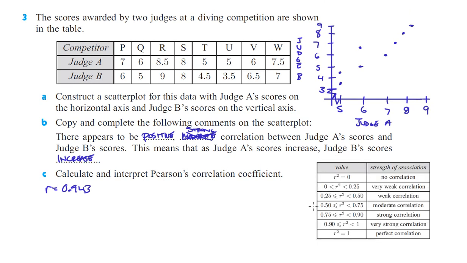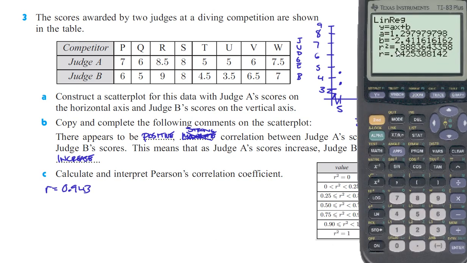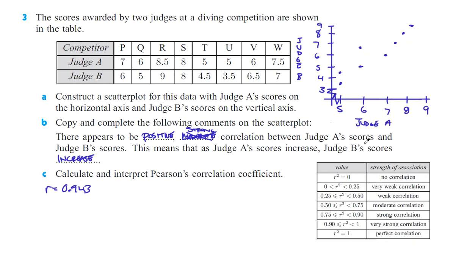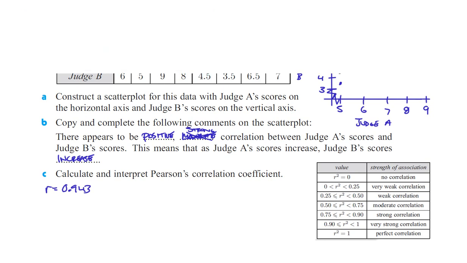So I looked it up in our textbook here, and here's our strength of association. So we look for the R squared value, and our R squared value is 0.89. Okay, so here, 0.89 would be very strong. Anywhere between 0.75 and 0.9 is a strong correlation. So again, this would be a strong correlation here instead of a moderate. 0.5 to 0.75 for the R squared would give us a moderate correlation. Okay? All right, let's move on to the next one.